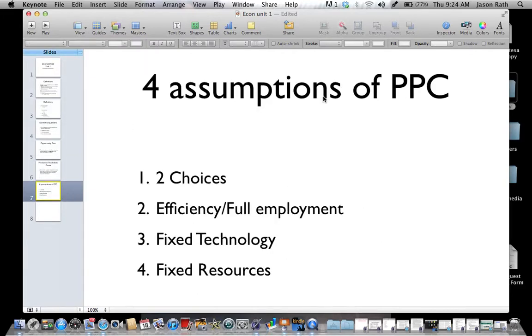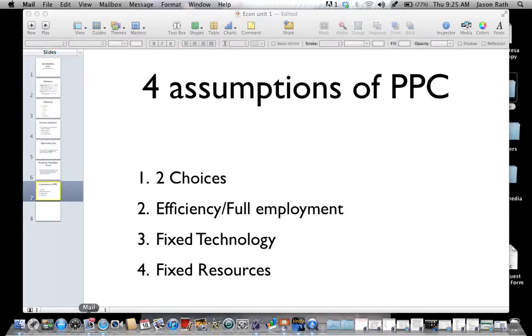There are four assumptions of the production possibilities curve. You have two choices. And with those two choices, how are you going to efficiently, also known as full employment, produce those goods and services? Also, with the production possibilities curve, you have fixed technology and fixed resources.